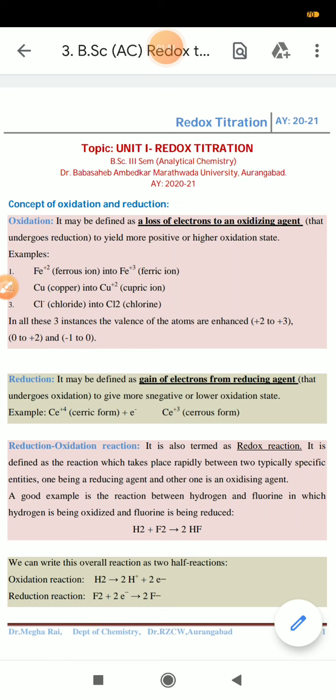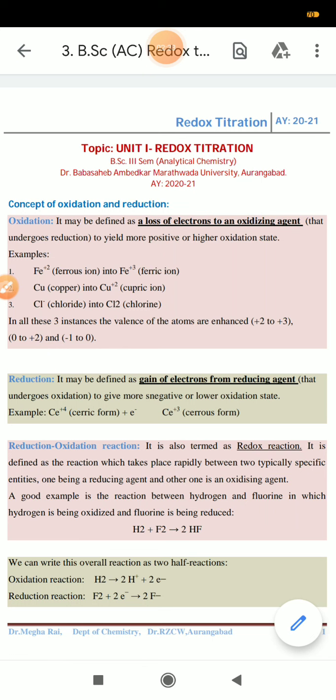Reduction is defined as a gain of electrons from a reducing agent. It gives a more negative or lower oxidation state. An example of reduction is Ce4+ being converted to Ce3+ by gaining one electron. Ceric form is converted to cerous form. The first example was of oxidation and the second example is of reduction.